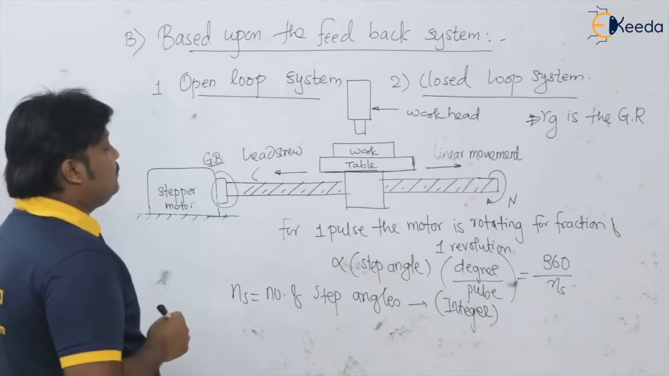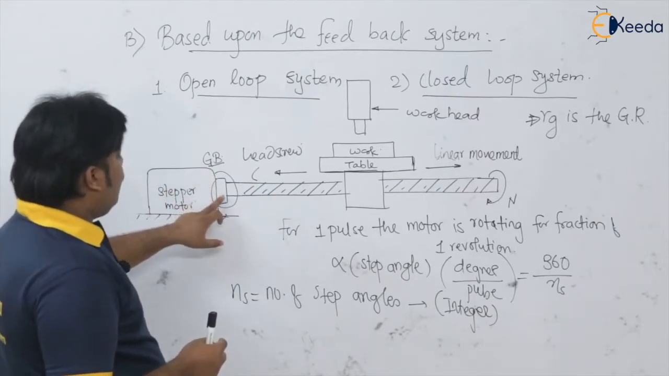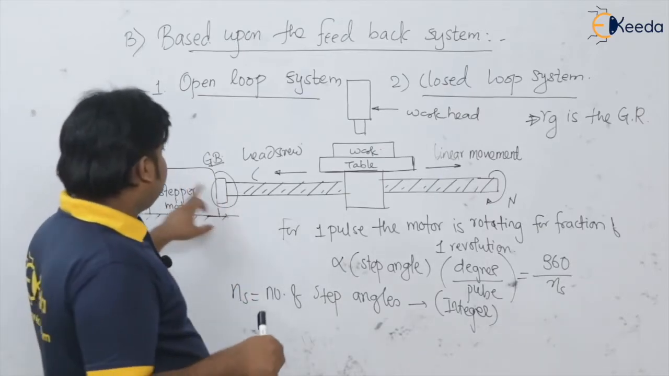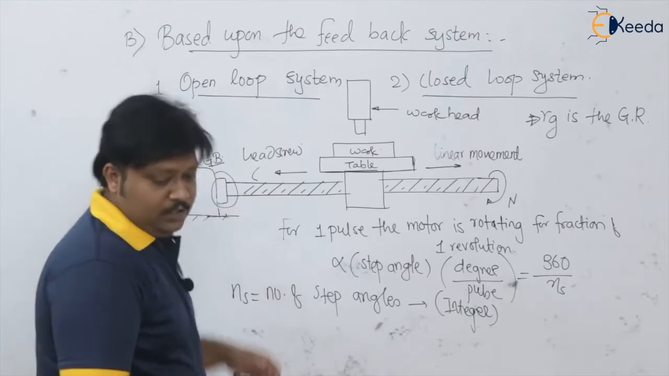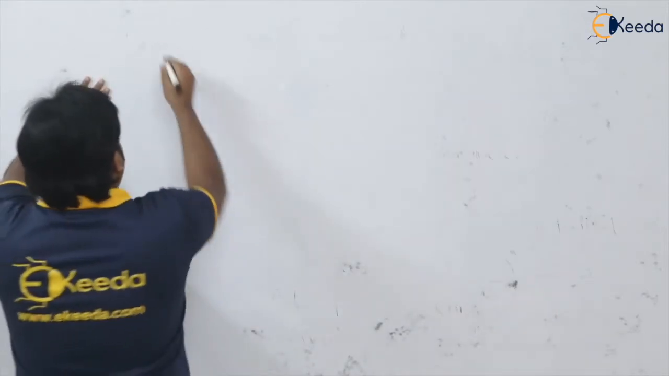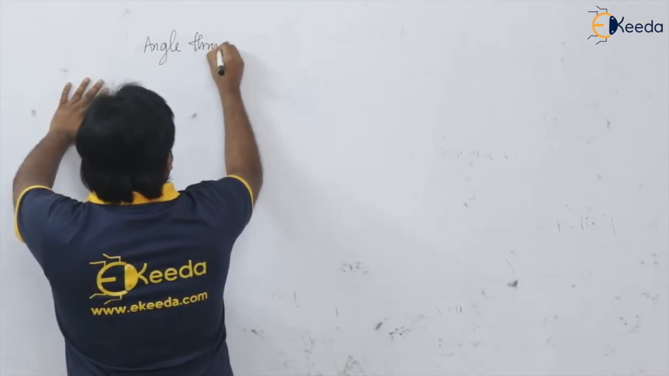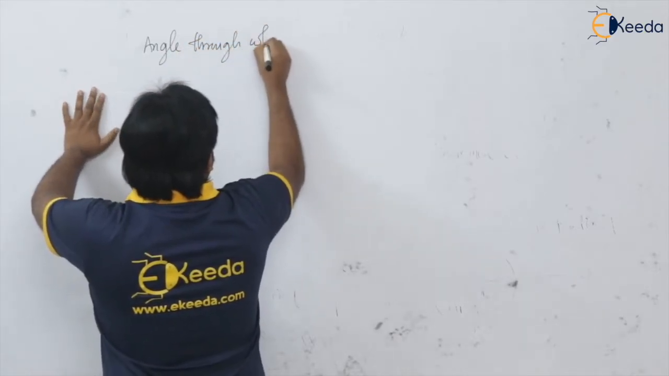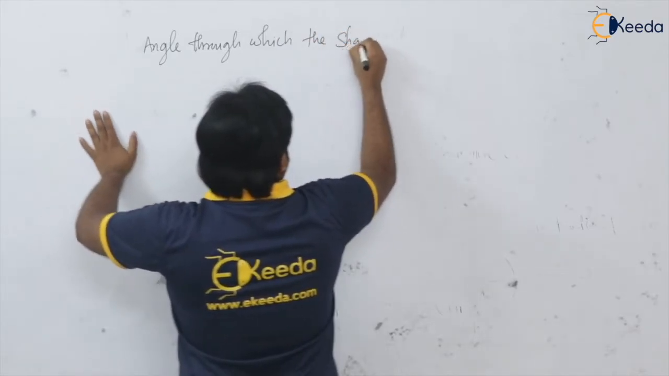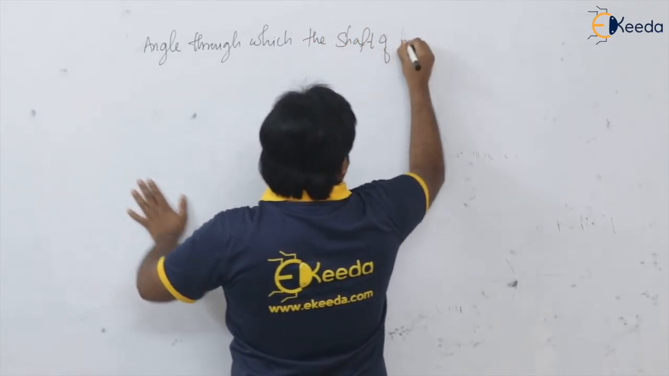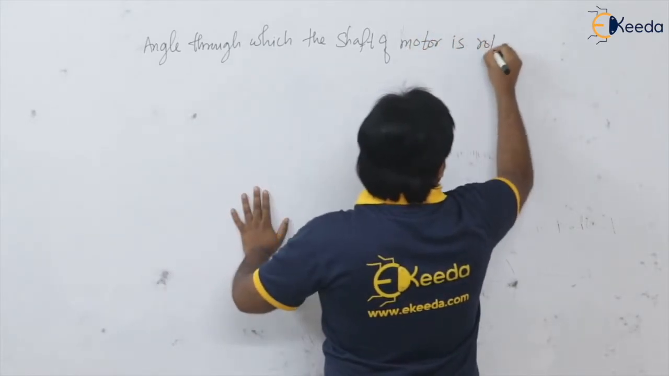Now tell me, what is the angle of the shaft of this motor? What is the angle of the shaft of the motor? Or I can say the angle through which the shaft of the motor is rotated.